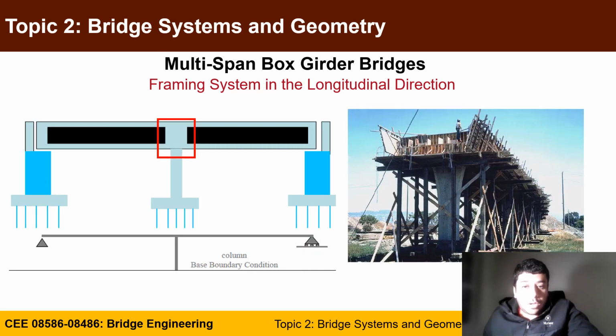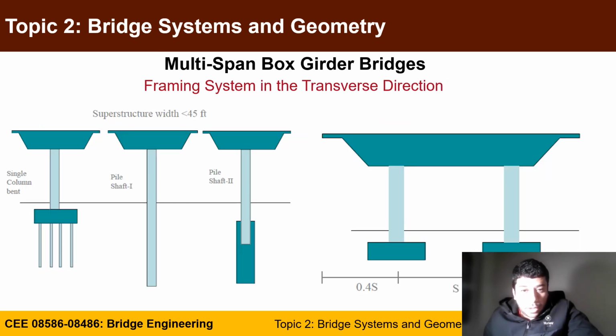And here is one illustration of how this integral abutment is built. The integral bent cap is built with formwork. When you cast, you actually build a solid girder here, which also acts as a diaphragm. In terms of substructure, you may have one single column, or a double-column bent, or multi-column bents.